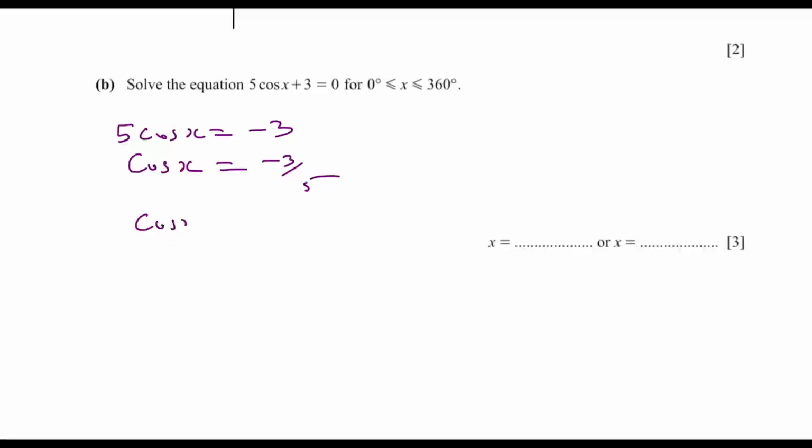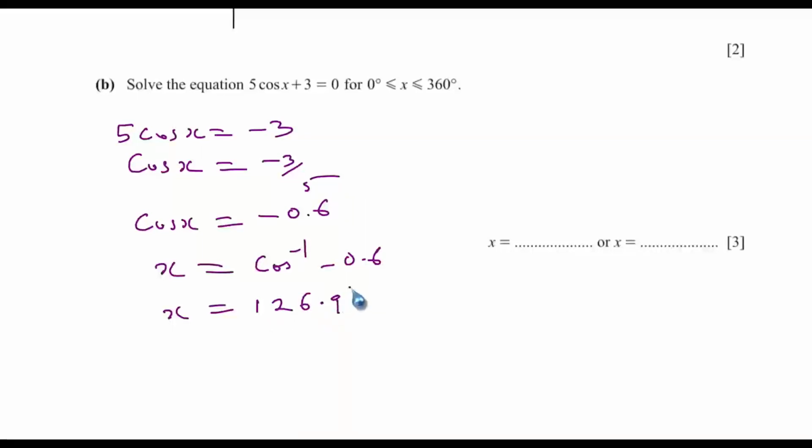You have cos x equals -0.6. So from here you can take cos inverse of both sides. So cos inverse, we cancel cos, we are left with x, then equals cos inverse of -0.6. So x will give us 126.9 degrees. So that is the value of x there. But we are within this range. We can also find the second value of this.